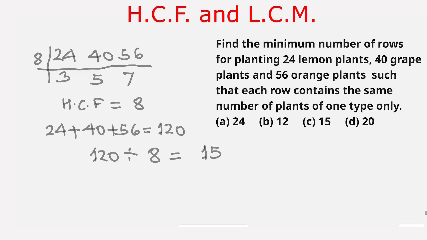It means that the minimum number of rows required for planting these trees is 15, such that in each row the same number of plants of one type are planted. And from the given options, our answer is option C, 15. I hope you have understood the method of solving such type of questions. We go to the next question.